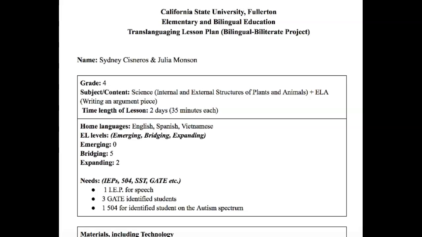The home languages in this classroom that we are looking at are English, Spanish, and Vietnamese. There are 0 students at the emerging English language learner level, 5 at the bridging level, and 2 at the expanding level. And we have 1 IEP for speech, 3 GATE identified students, and 1 504 plan for identified students on the autism spectrum.